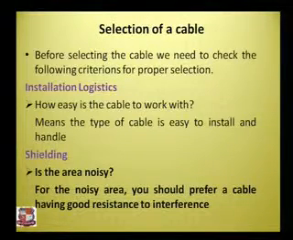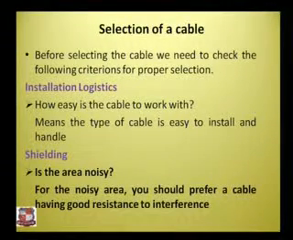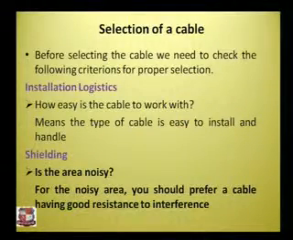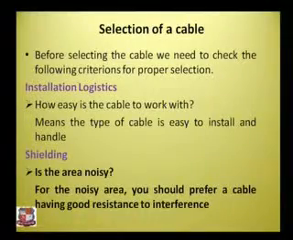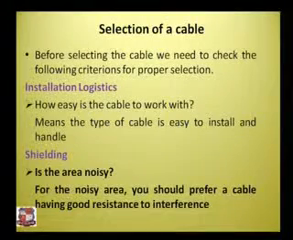Okay, so what we did was cover almost all the types of cables, how to identify the different types of cables, and the applications of different types of cables. But again, there are certain criteria. If you are going to the market to buy a cable for your industrial applications, there are certain criteria that you should look for. Okay, first of all is the installation logistics.